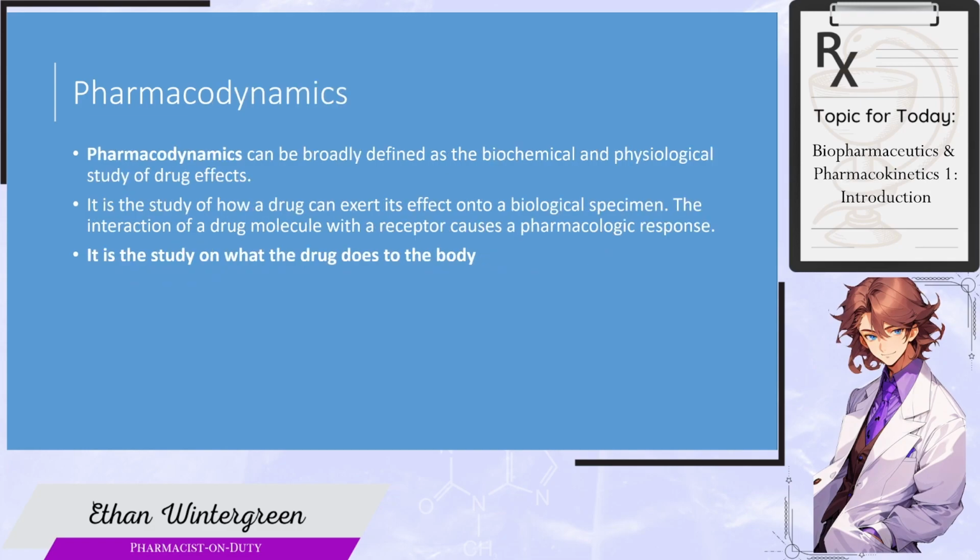In terms of pharmacodynamics, it is broadly defined as the biochemical and physiological study of drug effects. What you study in pharmacodynamics is how a drug can change natural processes inside your body. In essence, it studies what the drug does to the body, how the drug works, how the drug interferes with or changes normal or abnormal function. This is all under pharmacodynamics. So if you think of Pharmacology 1 and Pharmacology 2, that's pharmacodynamics.